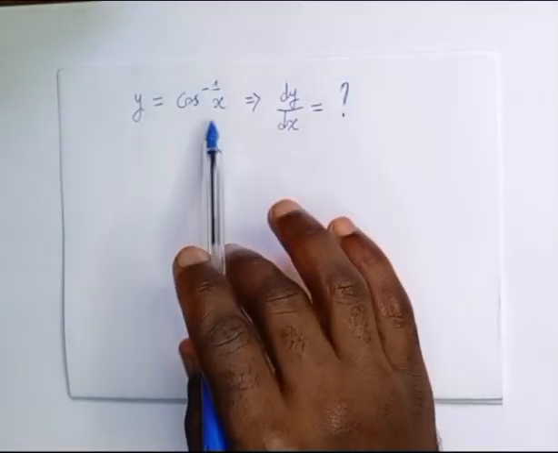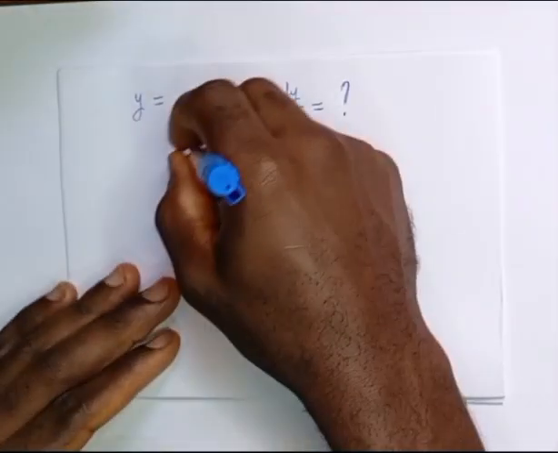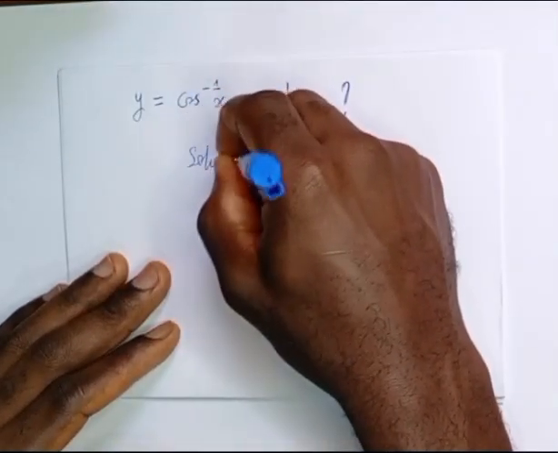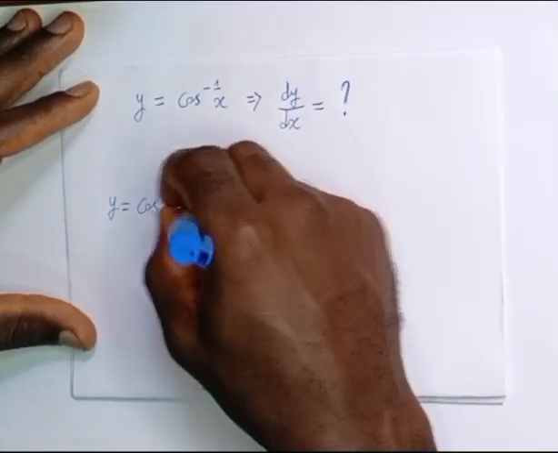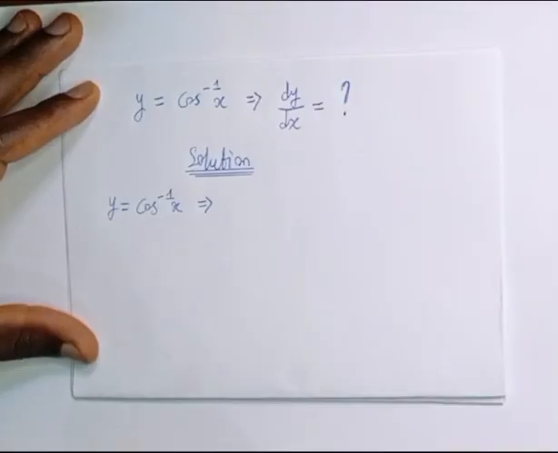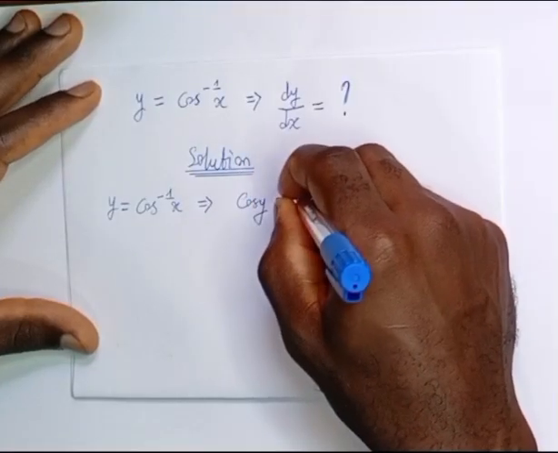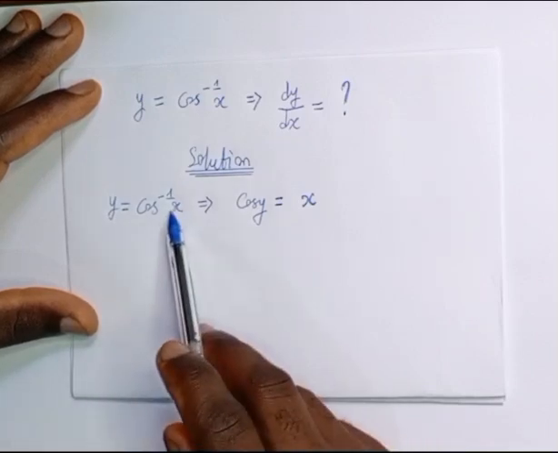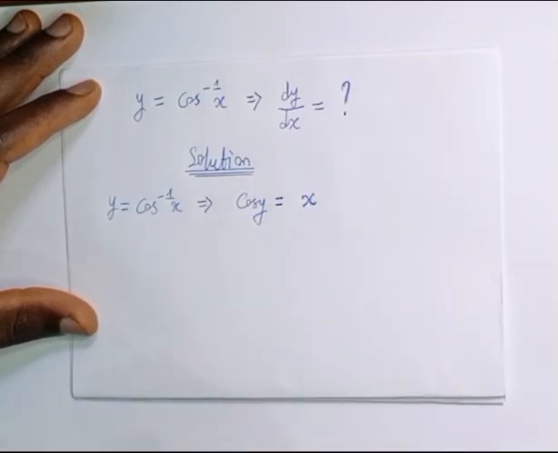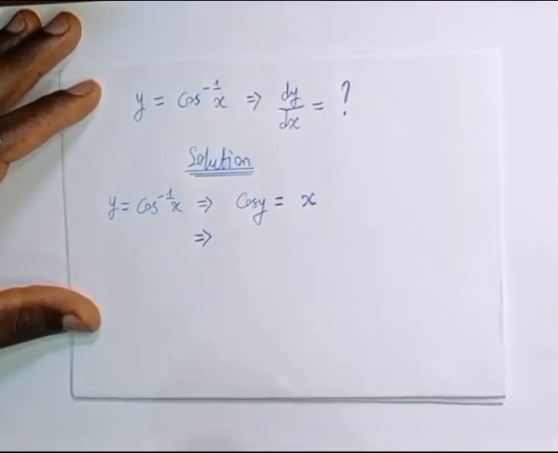If y is equal to the cos inverse of x, then dy on dx is equal to, we take the solution. y is equal to the cos inverse of x. If we take cos at the left hand side and at the right hand side, this will give us cos y to be equal to x. Cos of the cos inverse of x gives x.